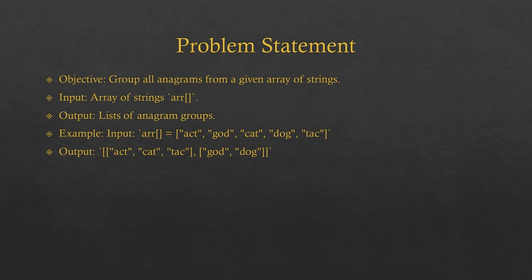The objective of the problem is to group all anagrams from a given array of strings. An anagram is a word formed by rearranging the letters of another word. For example, at, cat, and tet are all anagrams. We are given an input array of strings and our task is to return a list of groups containing anagrams. Let's look at an example.